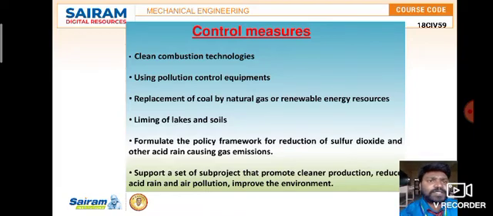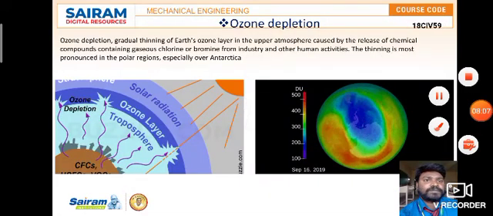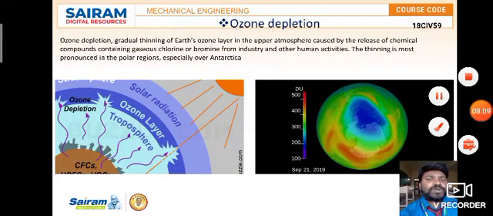Clean combustion technologies, using pollution control equipment, replacement of coal by natural gas or renewable energy resources, liming of lakes and soils, formulating the policy framework for reduction of sulfur dioxide and other acid rain causing gas emissions, and supporting a set of sub-projects that promote cleaner production, reduce acid rain and air pollution, and improve the environment. So this is all about ozone depletion.